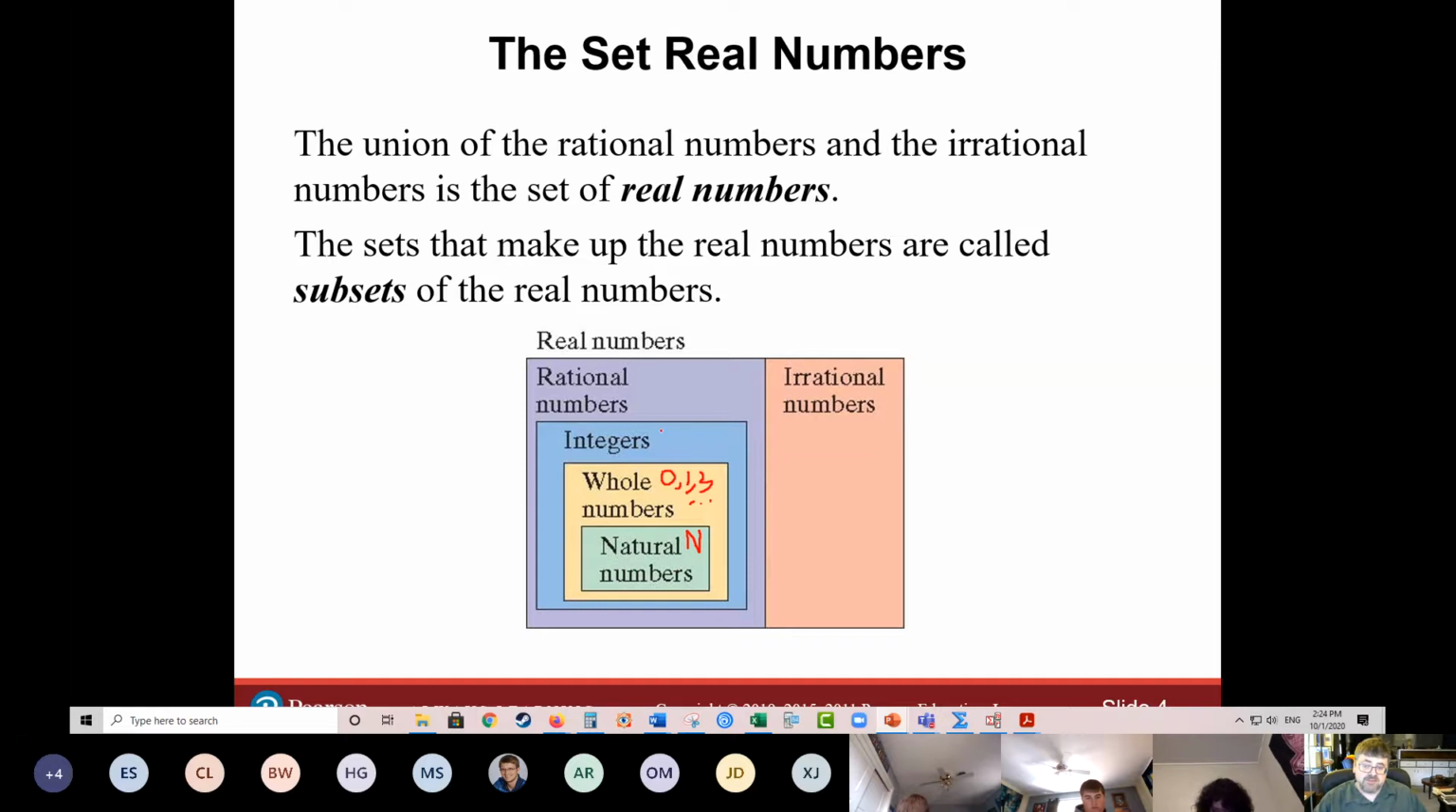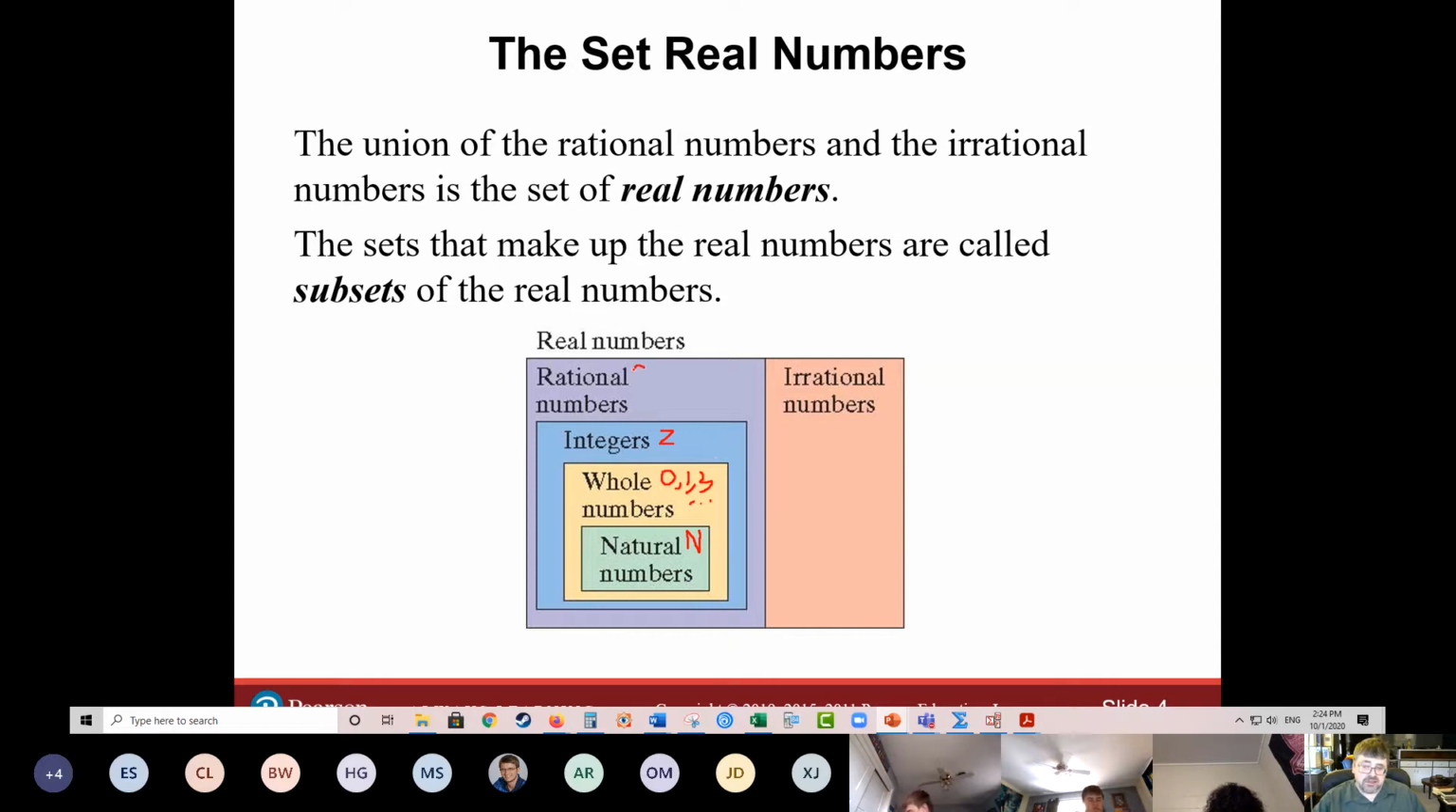The integers have a letter that goes with them. It's Z. And the integers are the natural numbers and 0 and their opposites. So -3, -2, -1, 0, 1, 2, 3, 4, 5, and -4, 5, 6, -7, -8, and so on and so forth.